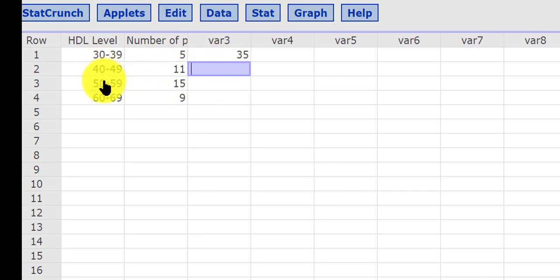And 40 plus 50 is 90. Divided by 2 is 45. So you can see that it looks like we're increasing by 10. Okay. Next, just note that this column here looks like the frequency, right? 5 instances, 11, 15, and 9.